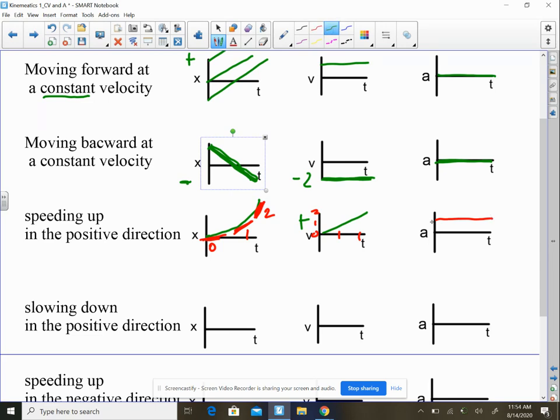And this graph, if we look at the slope of the velocity time graph, it is the rise over the run, the change in velocity over the change in time. Well, this is the definition of acceleration. And so the slope of this graph will tell us the acceleration. And since this has a positive slope, it has a positive acceleration.